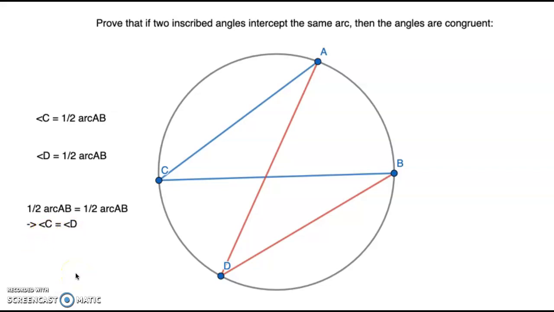And therefore, by the definition of congruence, we know that angle C will be congruent to angle D, and thus proving the statement.